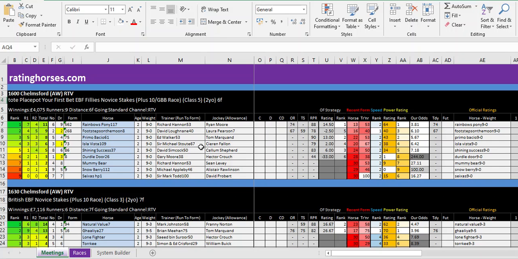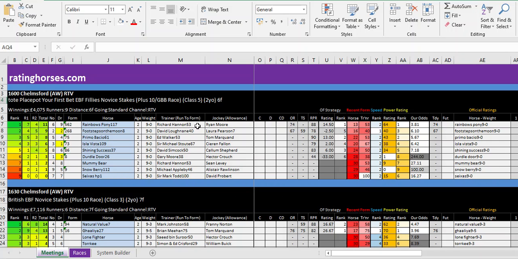The higher the figure, obviously, the better value there could be, and the trainer is obviously better informed. For instance, Michael Stout has got a figure there of 67. So Racing Post are saying that in the last 14 days, Michael Stout's runners have run to form more than what Richard Hannon's runners have.